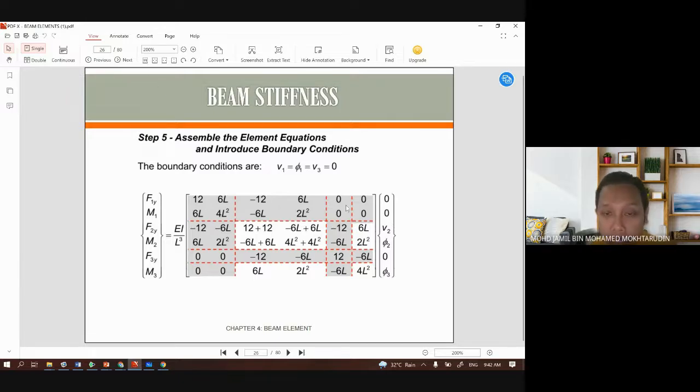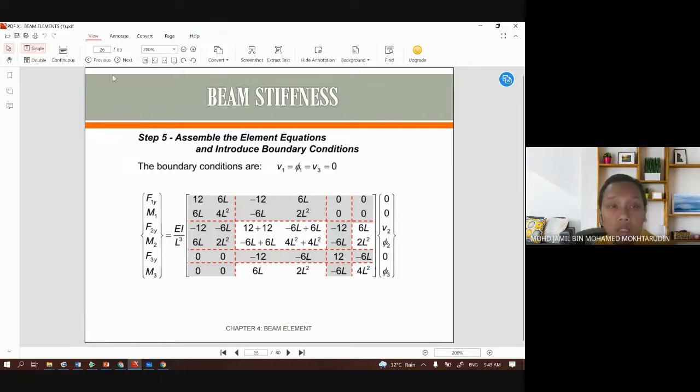Okay, so you just add up the matrices. I hope by now you know how to add these matrices up. But if you don't know, you can do the truss element tutorial to get an idea of how you can form this matrix. Okay, and then after you form this matrix, similar to the truss element, you substitute the boundary conditions for the displacement and rotation.